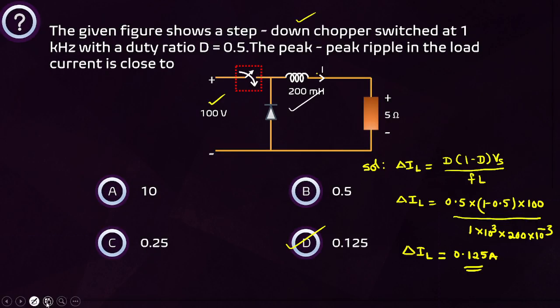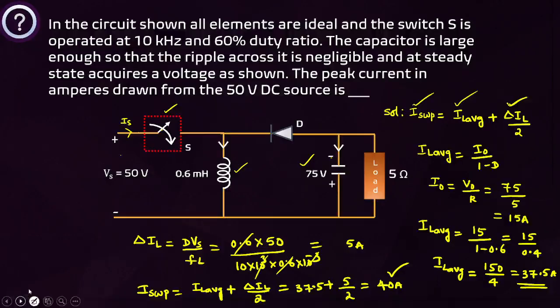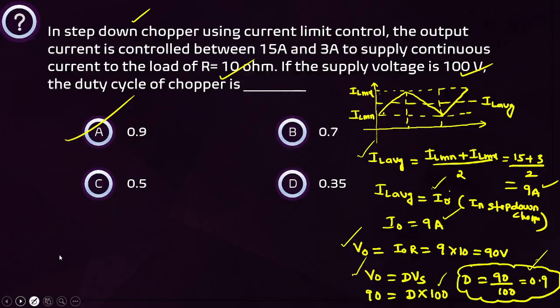And this is the peak to peak inductor ripple current. This is the question again repeated that you have to check. This question is also repeated. Then this is the question based on which one? Buck regulator. This is the question based on the buck regulator. And this question is also based on which one? Step down chopper. This question is step down chopper.